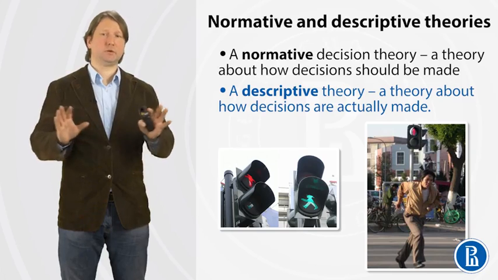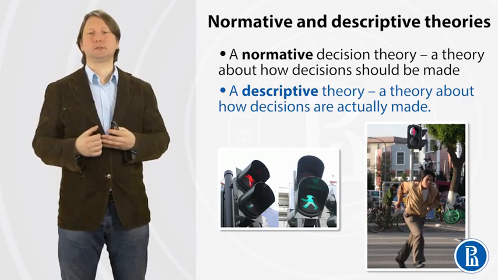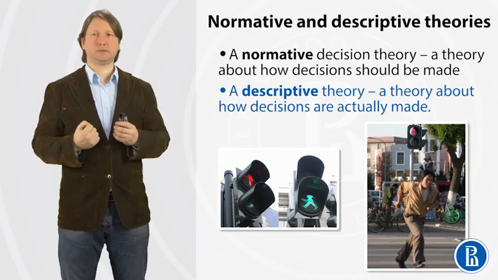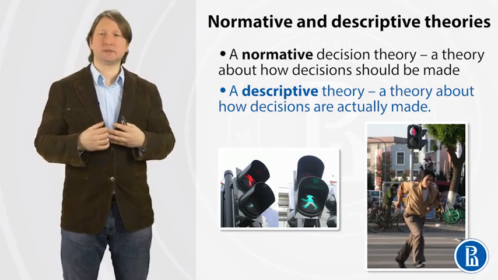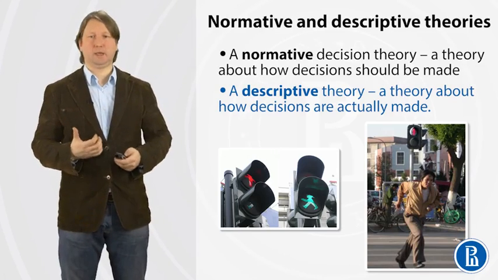So there are two different types of theories. For example, normative economics theory would discuss how should we optimally make our decisions. But descriptive theories actually describe our actual behavior. And neuroeconomics is a descriptive theory. It tries to model our actual behavior.